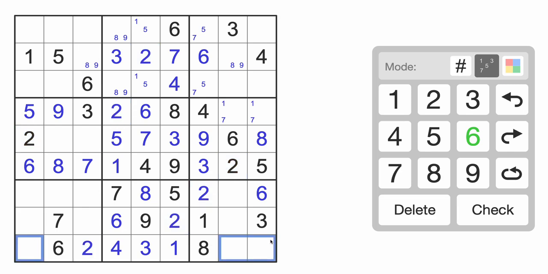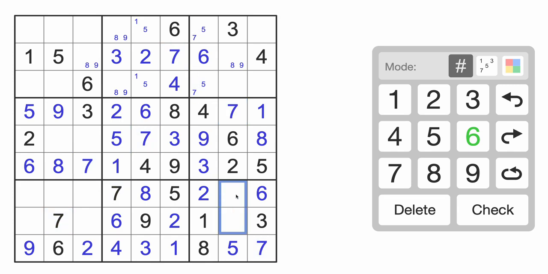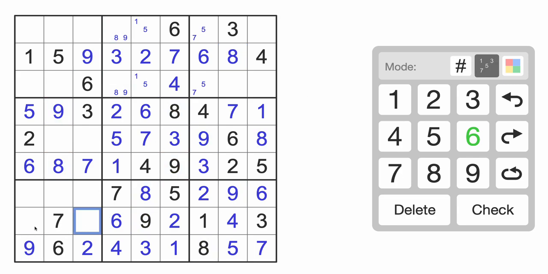And these are 5, 7, 9 now. 5 and 7 block this cell, gives me 9. This 5 blocks this cell, gives me 7 and 5, which makes this a 1, and this will be 7. This box is missing 4 and the 9. 9 here blocks this cell, gives me 4 and the 9, which gives me 8 and 9. These are 5 and 8. 5 gives me 8, 5.